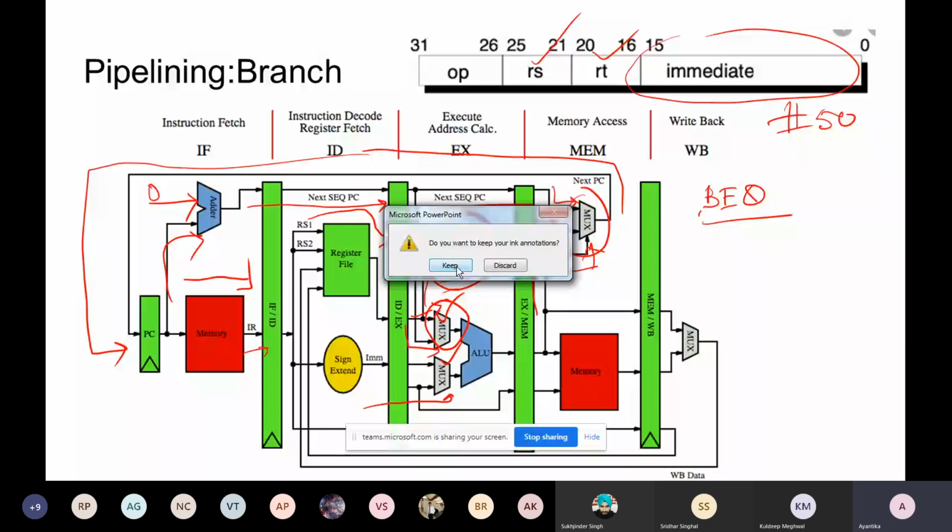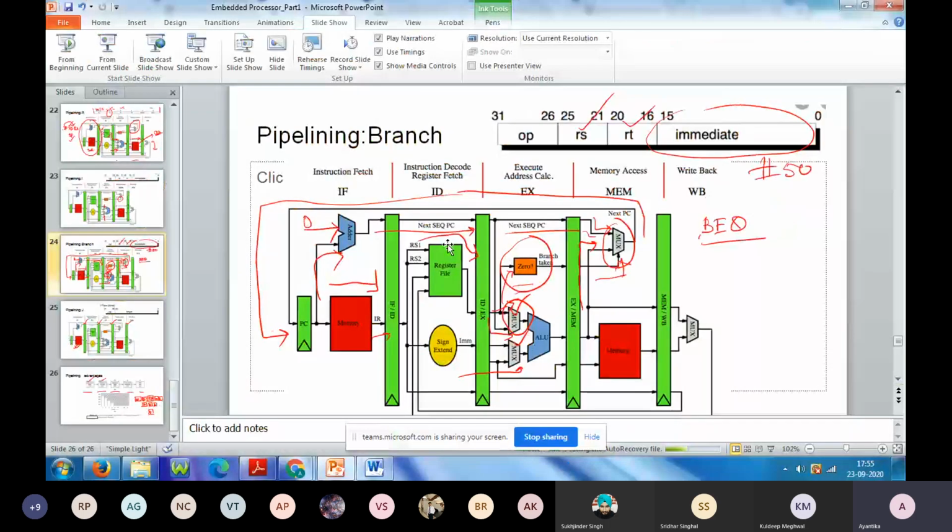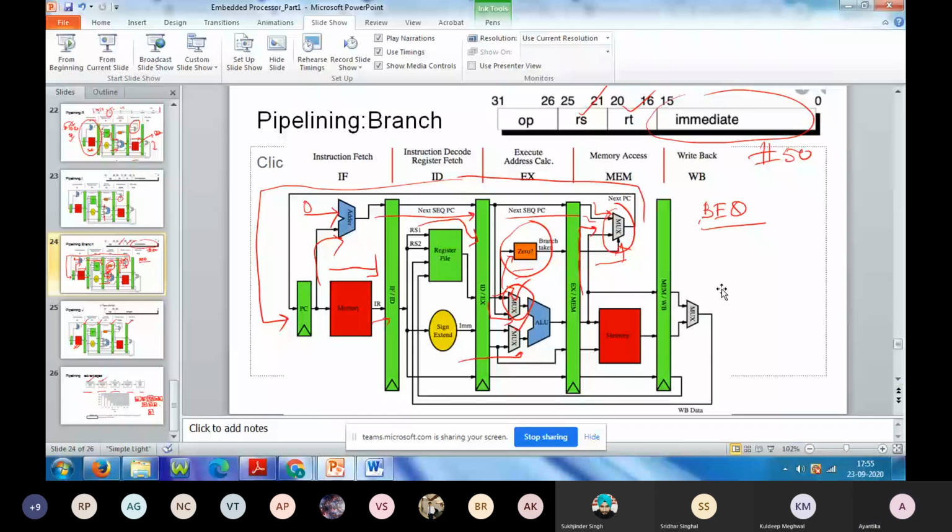Whenever you go through this pipeline part, just draw this diagram and go step by step through these instructions. Then things will get clear.